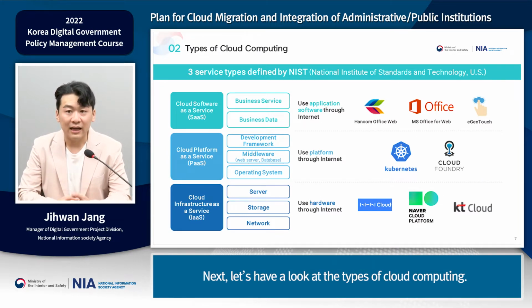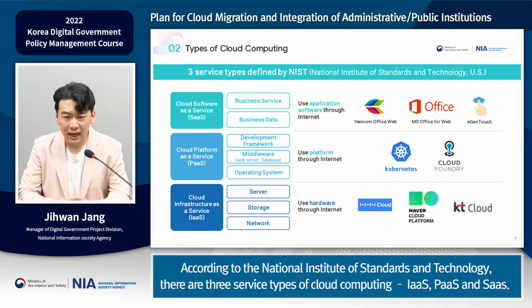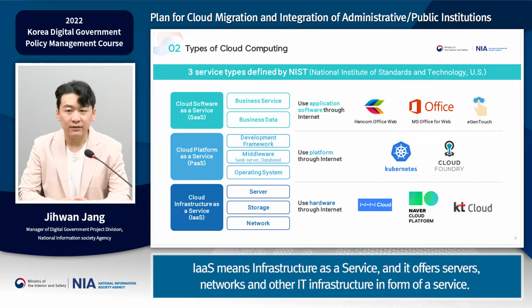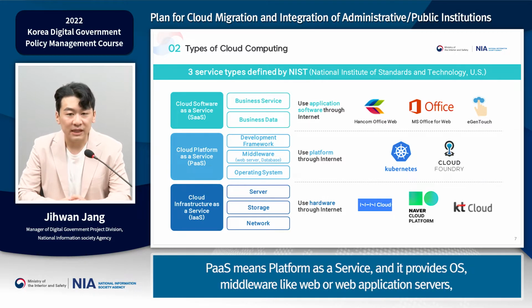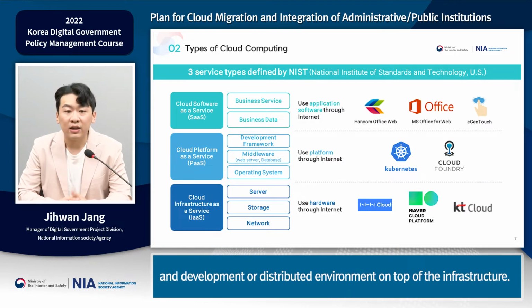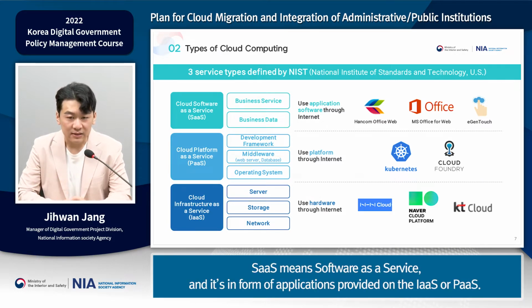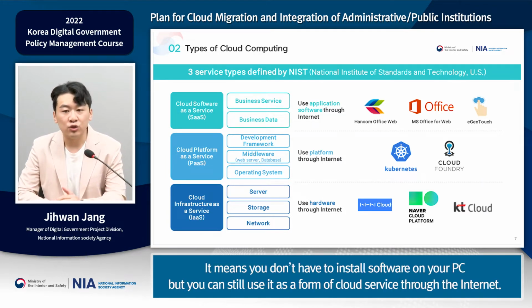Next, let's have a look at the types of cloud computing. According to the National Institute of Standards and Technology, there are three service types of cloud computing: IaaS, PaaS, SaaS. IaaS means infrastructure as a service, and it offers servers, networks, and other IT infrastructure in form of a service. PaaS means platform as a service, and it provides OS and middleware like web or web application servers and development or distributed environment on top of the infrastructure. SaaS means software as a service, and it's in form of applications provided on the IaaS or PaaS. It means you don't have to install software on your PC, but you can still use it as a form of cloud service through the internet.